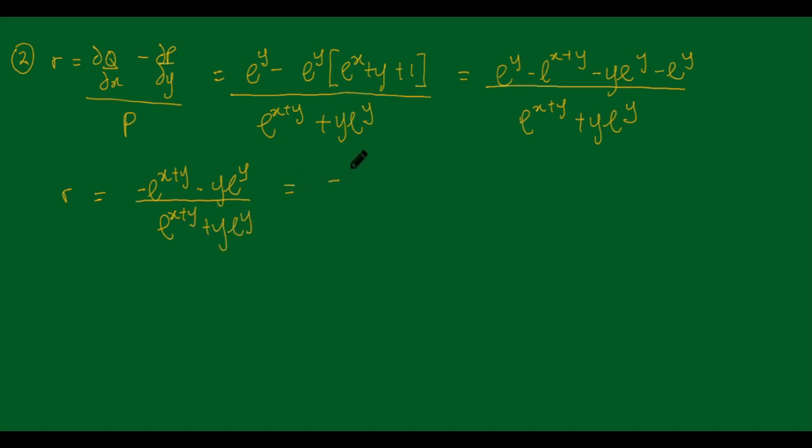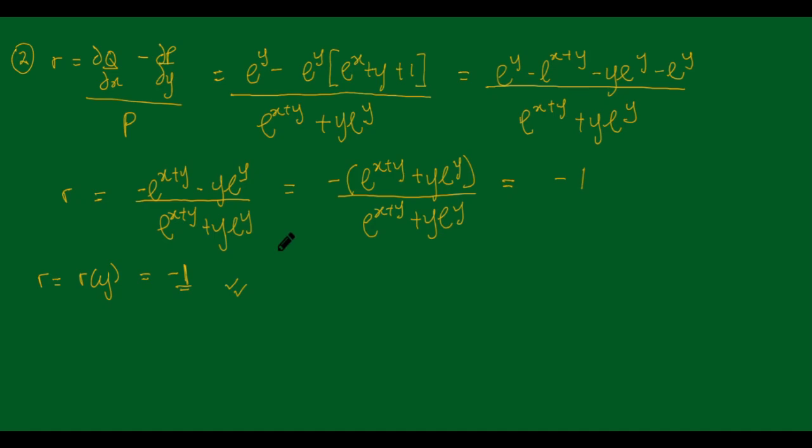So this becomes minus into brackets e raised to the power of x plus y e raised to the power of y divided by e raised to the power of x plus y e raised to the power of y. So this becomes minus 1. So you can see now that r could be said to be equal to a function in y only, which is equal to minus 1. So it means case 2 holds.